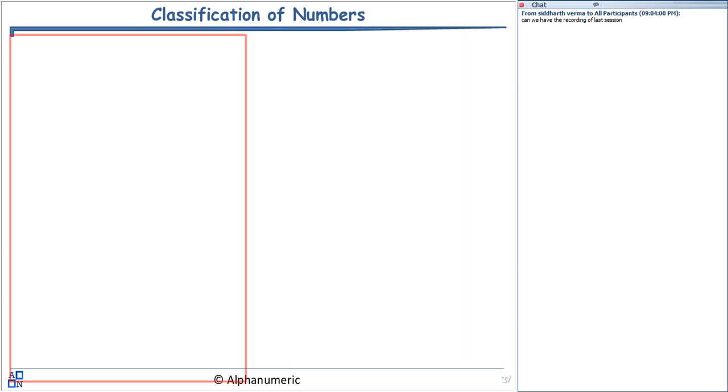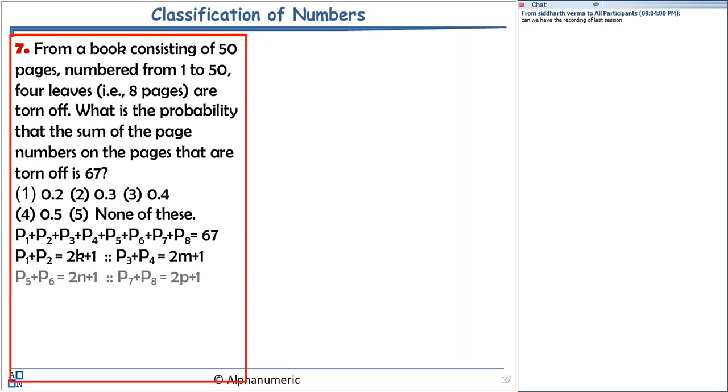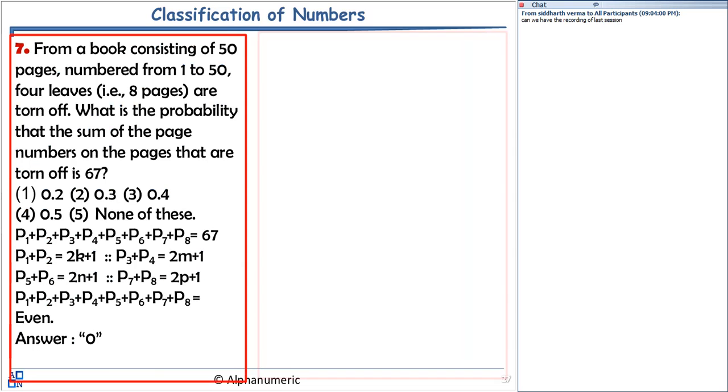Siddharth is asking, can we? Okay, Siddharth, only the regular students can access those recordings. Only the regular students can access that recording.